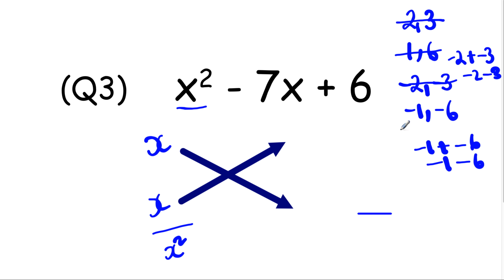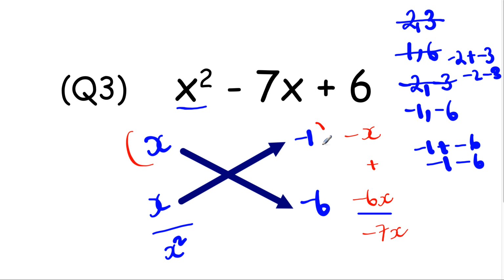So let's have a look at the set of factors, -1 and -6. I'm just going to prove to you that it does work. X times by -6 is -6x, and x times by -1 is -x. If we add them together, that's going to give you the -7x. So the correct factors are here, and then we can factorize. So x minus 1 bracket x minus 6.